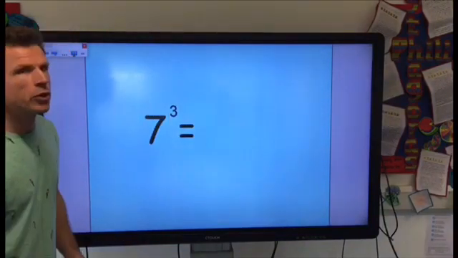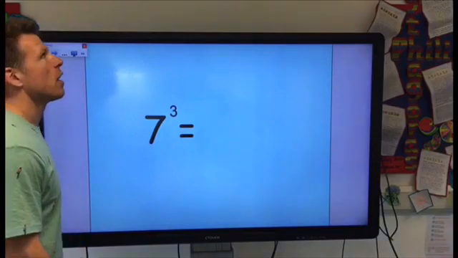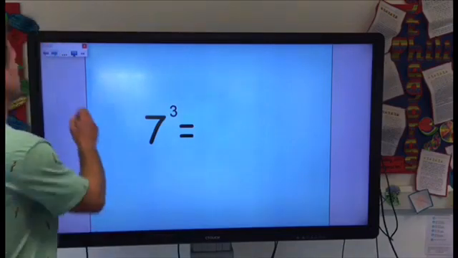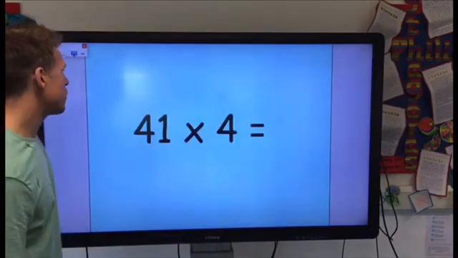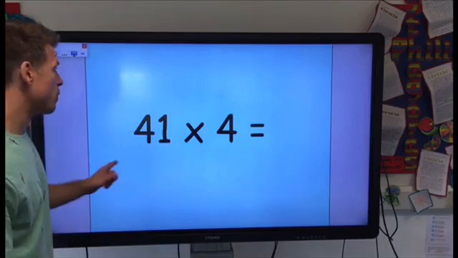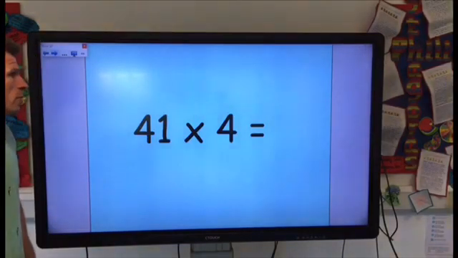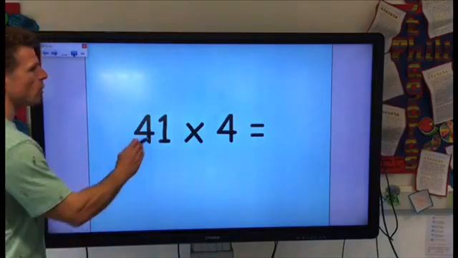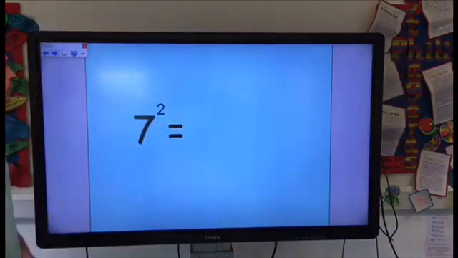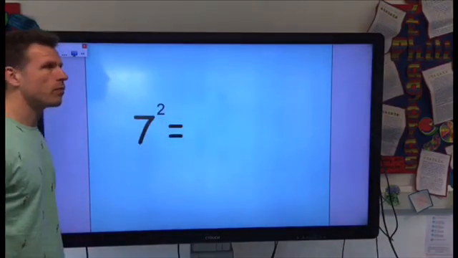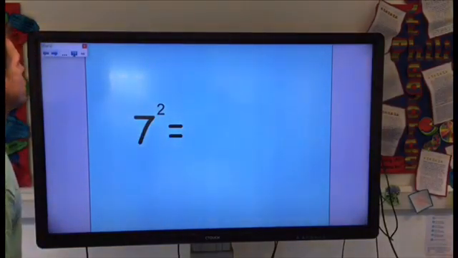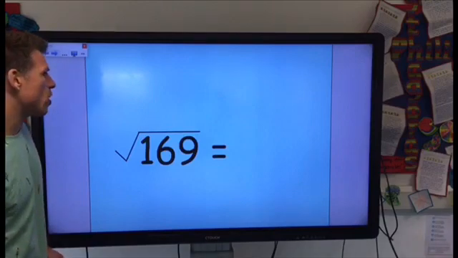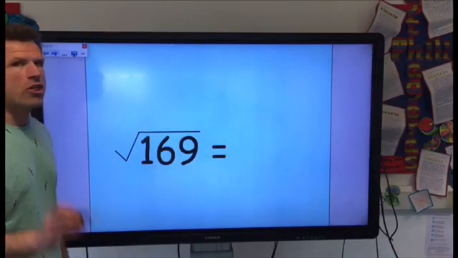7 cubed. So do you know your cube numbers? Hope I do. 343, I believe. 41 times 4. So think about yesterday, partition it. Do 40 times 4, and 1 times 4. I make that to be 164. Yeah, 4 times 4 is 160, 1 times 4 is 4, add them both together. 7 squared. 7 times 7. 49.